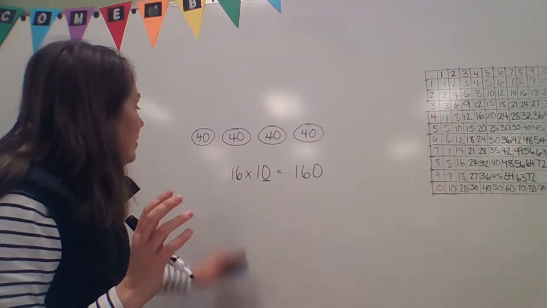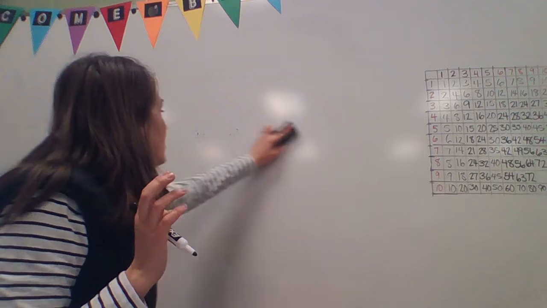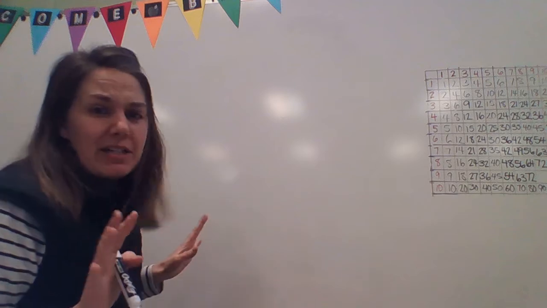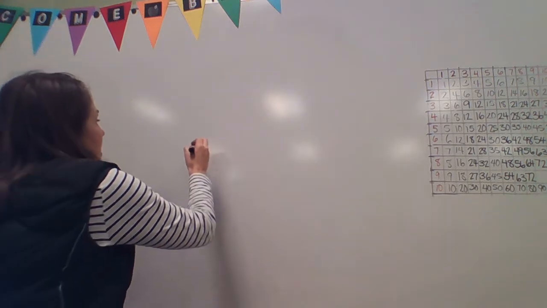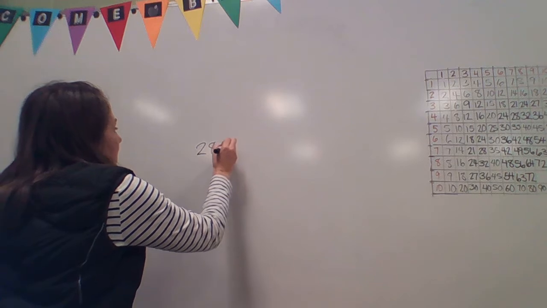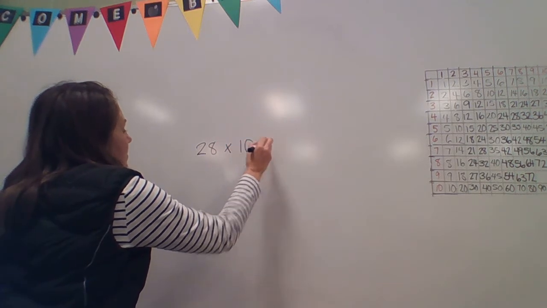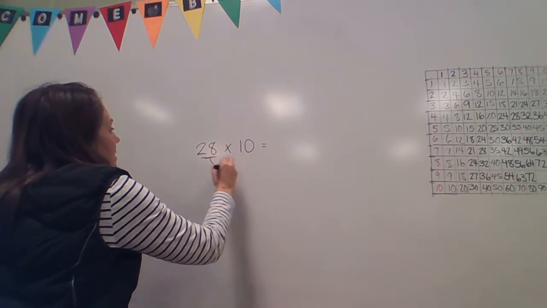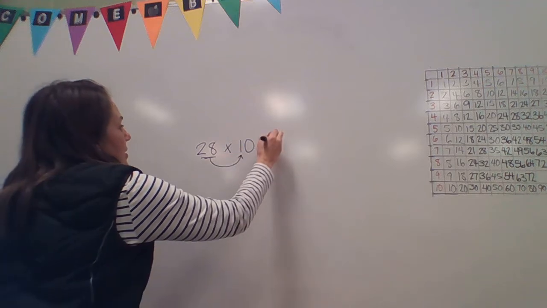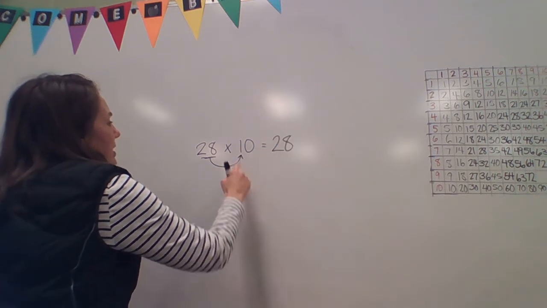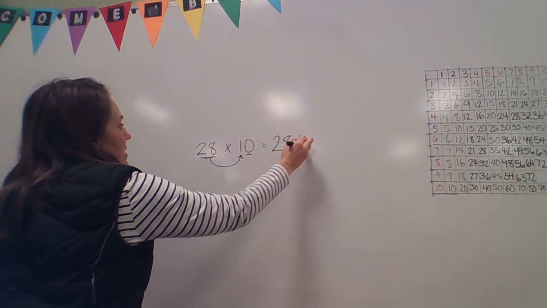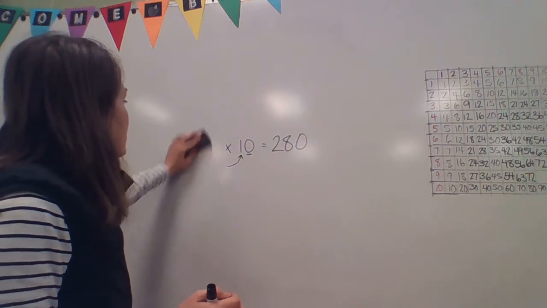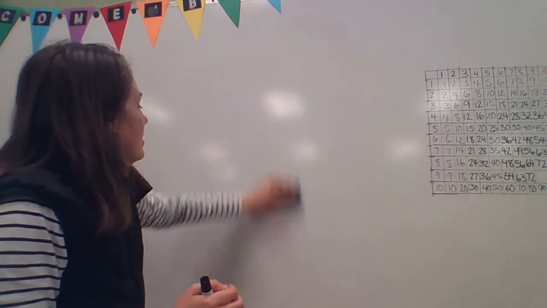Now I'm just going to go ahead and show that with a couple of different options. So I'm going to erase this, and I'm going to show you that this works every time you multiply by 10. So let's go ahead and I have 28, and I'm going to multiply it by 10. So I'm really going to think about it as multiplying 28 times 1, but it's times 10, so I'm going to add a 0 at the end, making it 280. Okay? Same thing.